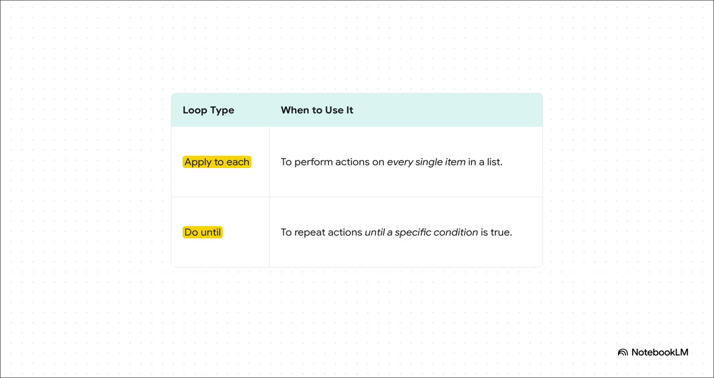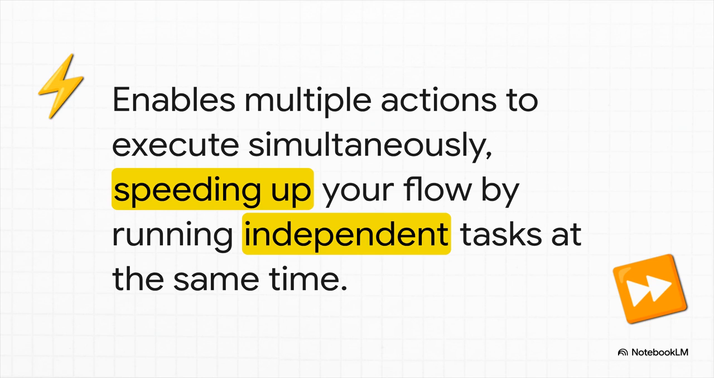For example, you could use it to check the status of something every 5 minutes until it's finally marked as approved. And here's a pro tip for you. This one's all about optimization. If you have tasks in your flow that don't depend on each other, you don't have to run them one after another. You can use parallel branching to make them run at the exact same time. For instance, you could be updating a SharePoint list and posting a message in Teams simultaneously. This can seriously cut down the total runtime of your flow.